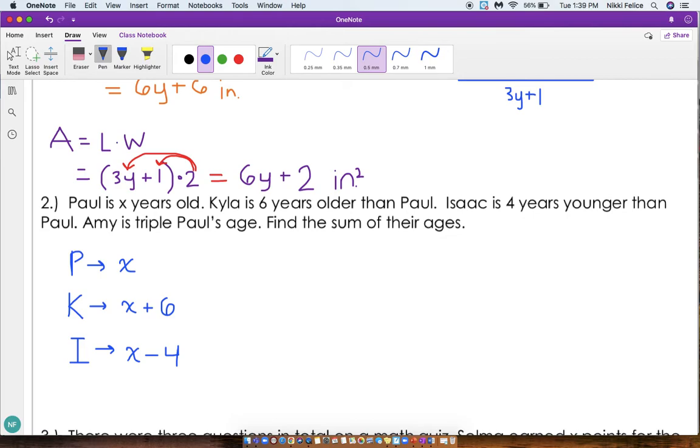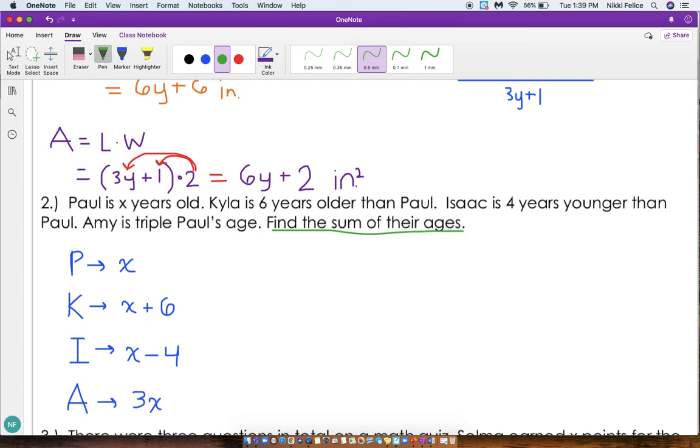And then Amy is triple Paul's age. Triple Paul's age, well, if Paul is X years old and Amy is triple that, that means Amy has to be 3 times as old as Paul. So our expression would be 3 times X, or 3X. That's how old Amy is. So now we have the age of each person written down. We can now go ahead and find the sum of their ages.